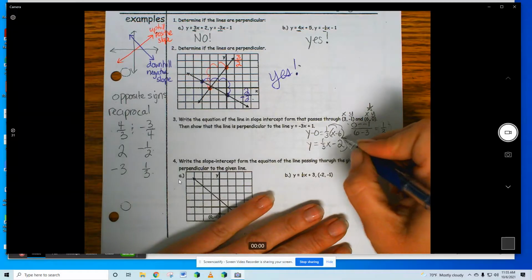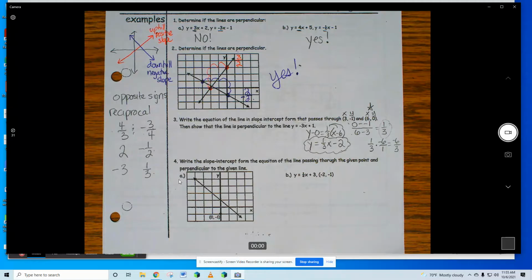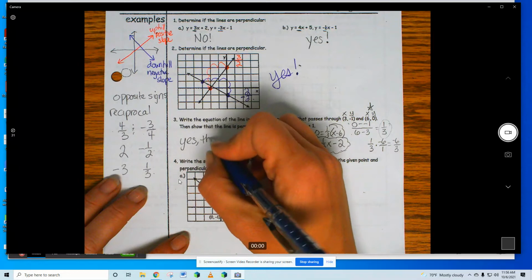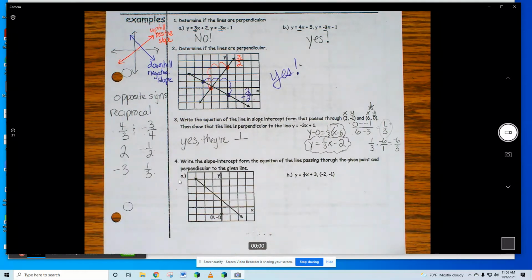Here's my sentence number 1 answer. The equation of the line through these points: y equals 1/3 x minus 2. Is that perpendicular to y equals -3x plus 1? Are these perpendicular? Yes. They are, because it's a -3 and a 1/3, opposite reciprocals. So yes, they're perpendicular. And I can do a shortcut: I'm going to write the perpendicular symbol, which is like an upside down T. Upside down T means perpendicular.